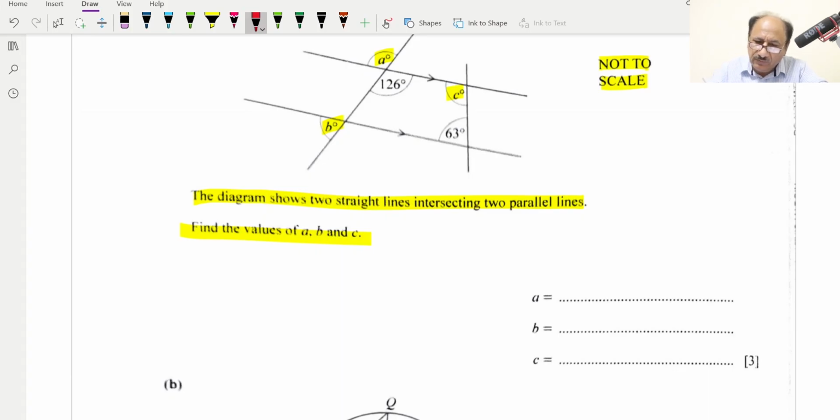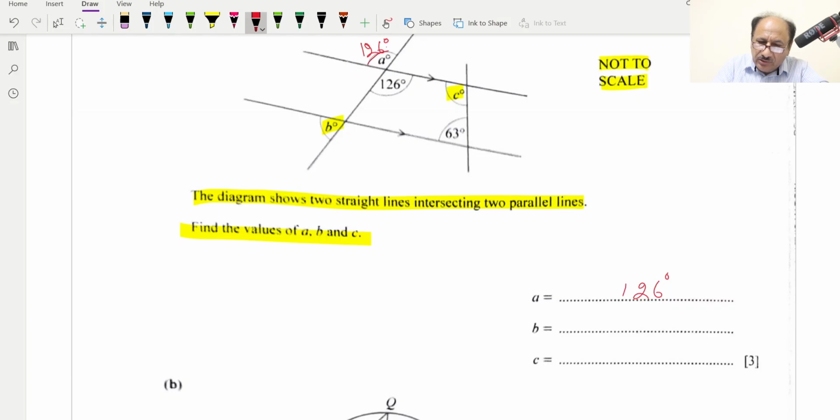Number one thing we can figure out, for example, a is the opposite angle. A is opposite to this one, so a will be 126. So this angle is 126, which we can easily figure out, and there is no need of any working because it's a 1 mark question. 3 marks for 3 points, so 1 mark for this.